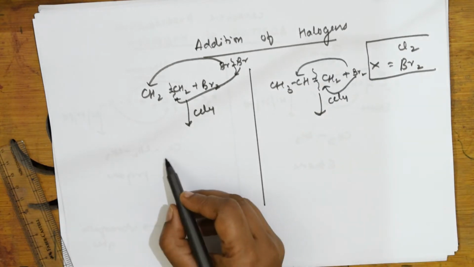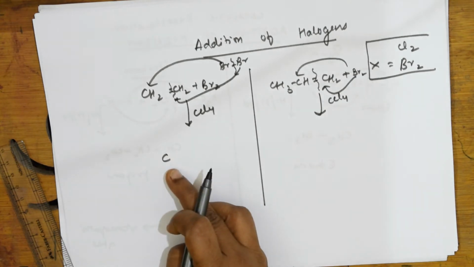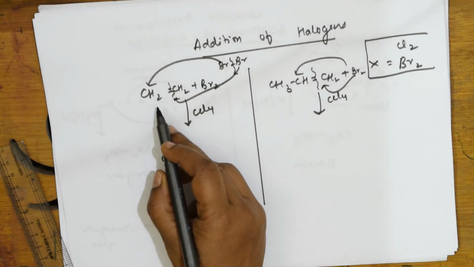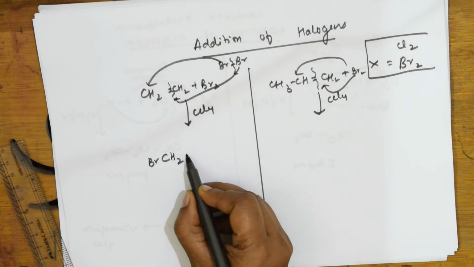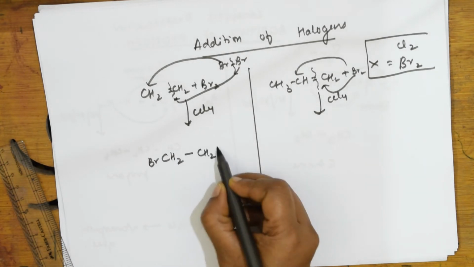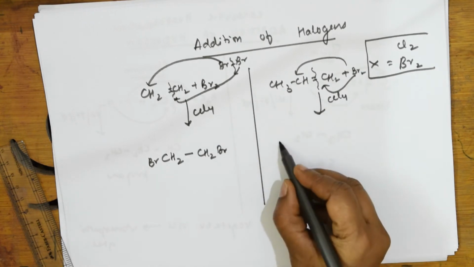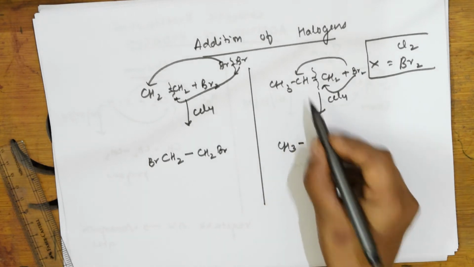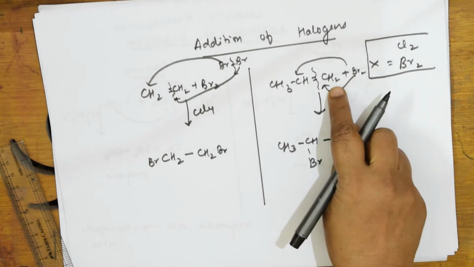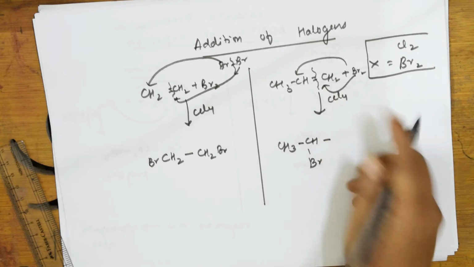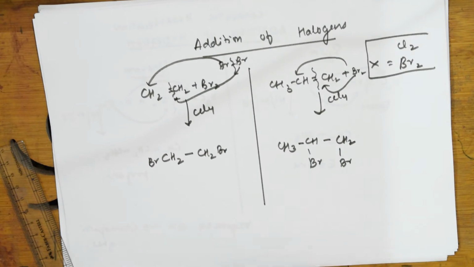What product do I get? This is the carbon I have written, so CH2 is there only, no change. Br has come and added, the double bond has become a single bond: CH2Br, CH2Br. In this case, CH3 is here, then CH is here, with one bromine added, single bond. CH2, the bond has broken, then one more Br comes and adds here. Over, isn't it?